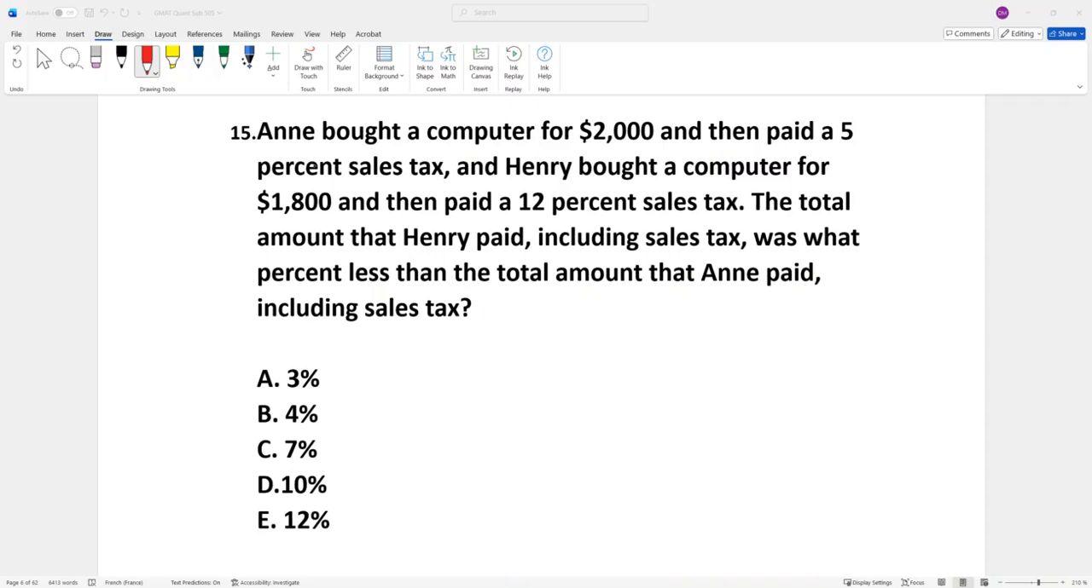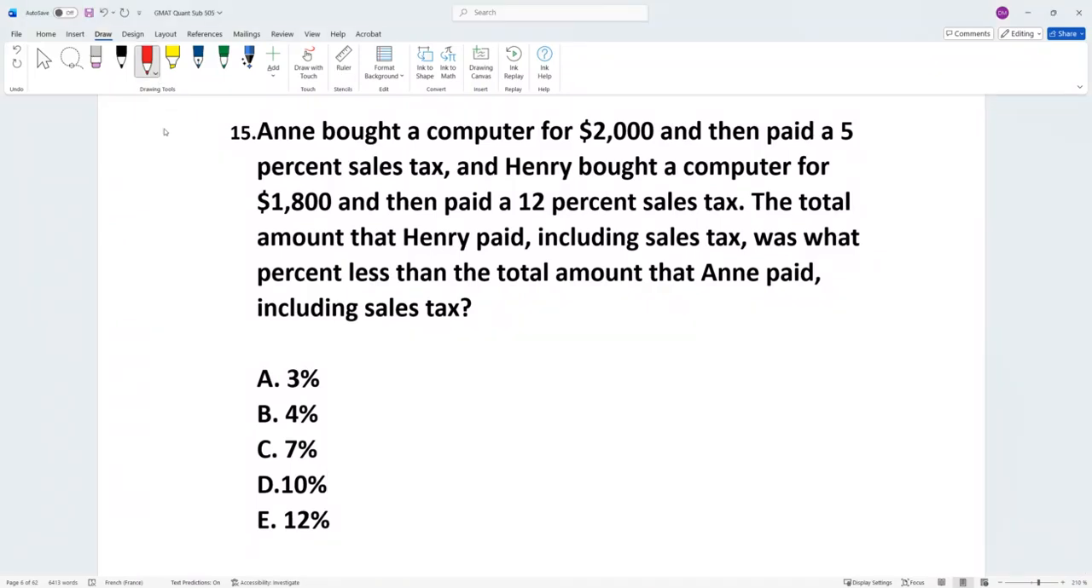Let's say Anne bought a computer for $2,000 and then paid a 5% sales tax. And Henry bought a computer for $1,800 and then paid a 12% sales tax. The total amount that Henry paid, including sales tax, was what percent less than the total amount that Anne paid, including sales tax?